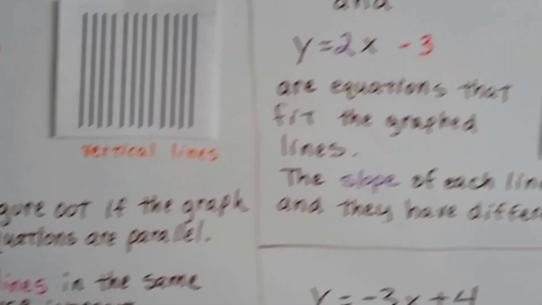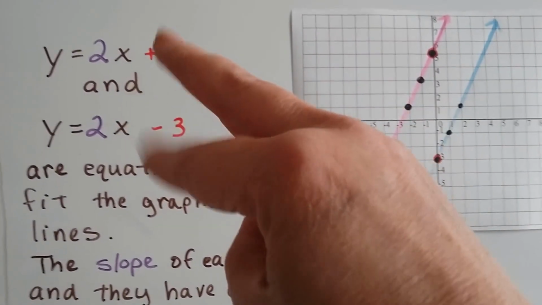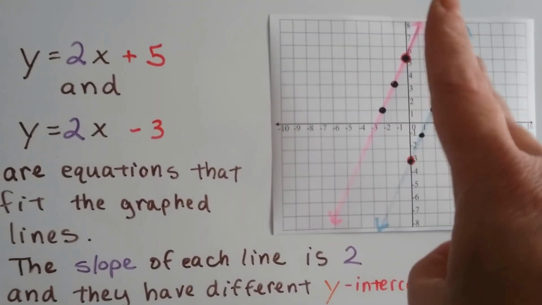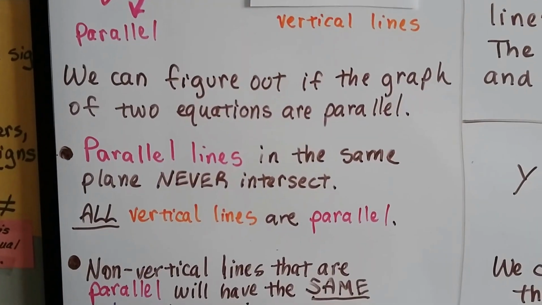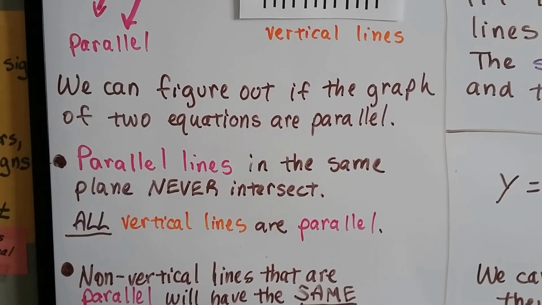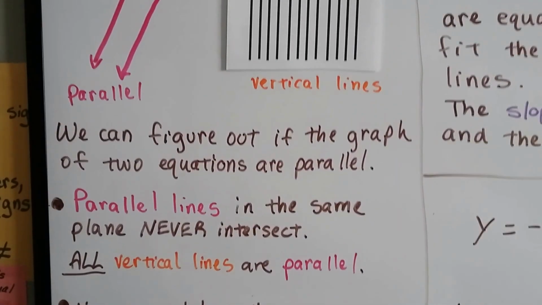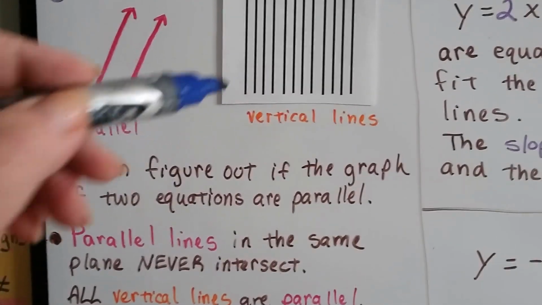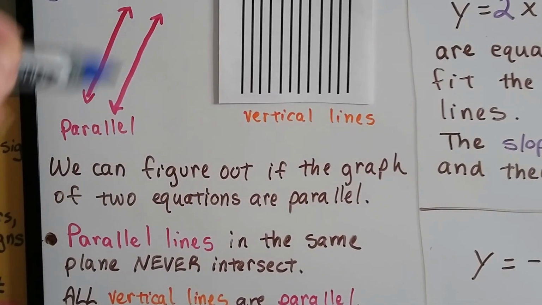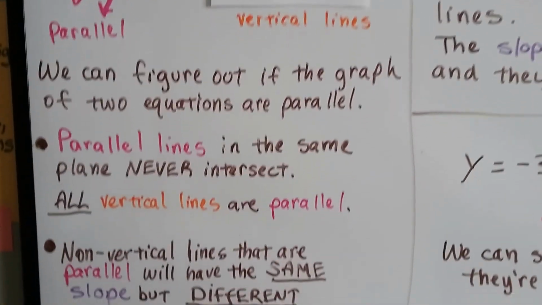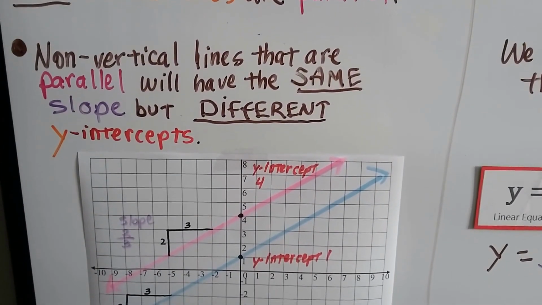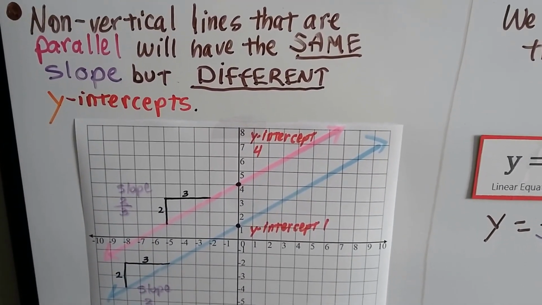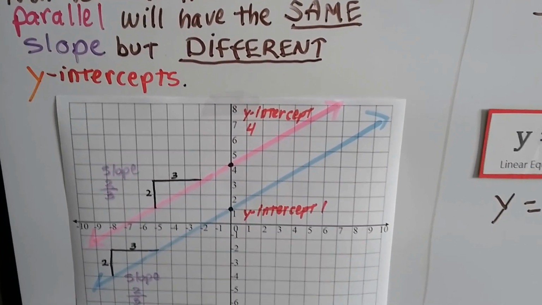What does that mean? Well, if we have two equations, we graph them. See? We can tell if these two are parallel by the equations. Parallel lines in the same plane never intersect, and all vertical lines are parallel. See? These are all parallel to each other. They never intersect. Non-vertical lines, lines that have a slope to them, that are parallel will have the same slope but different y-intercepts.